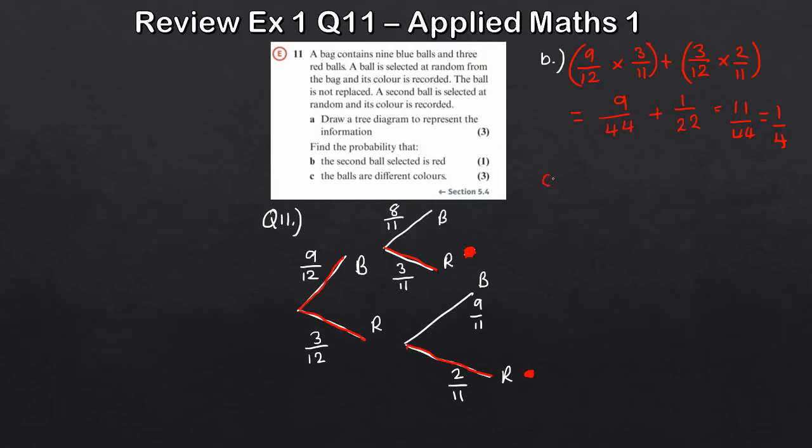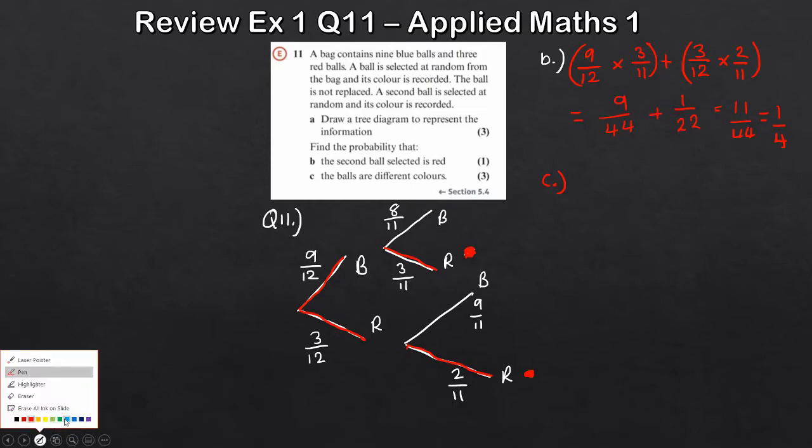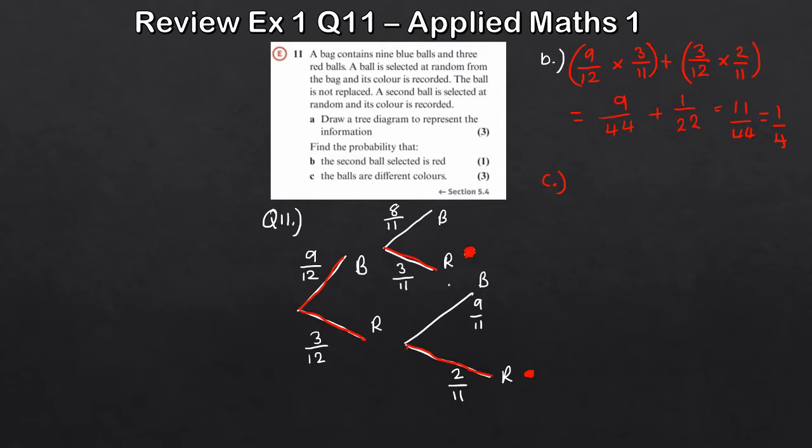And then part C, the balls are different colours. So what is this question asking for? Well, what it's asking for is that we get one blue, one red, or we get one red, one blue, for example. So if we change to a different colour, let's do this one in yellow. So what we're looking for now is that we get one blue, one red.